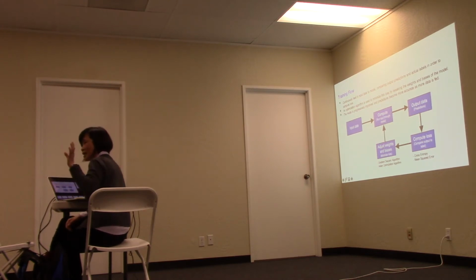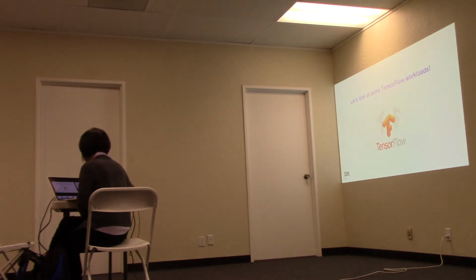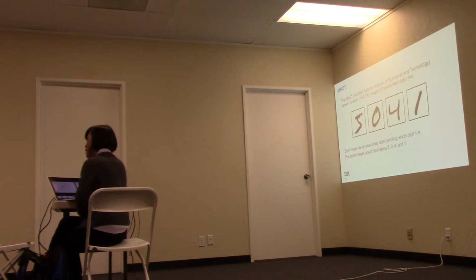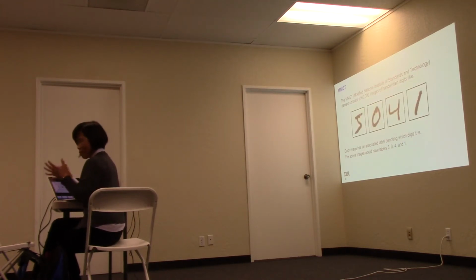Here the weight is a w and the b. So that is the whole training flow. Okay, so we want to look at one of the TensorFlow workloads. At this point, we talked about the training flow already.